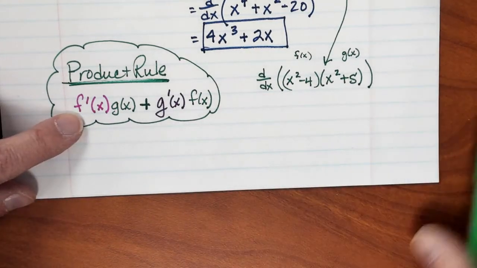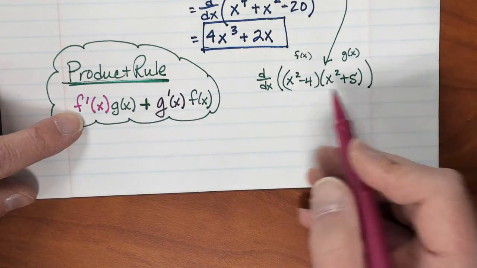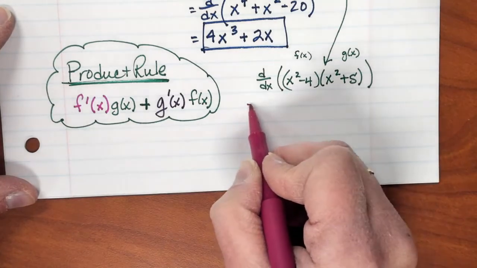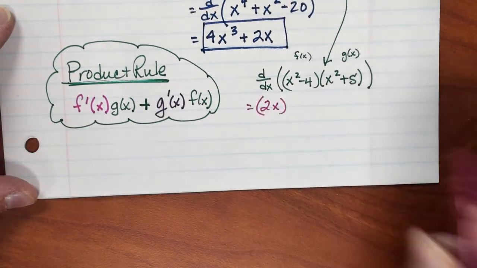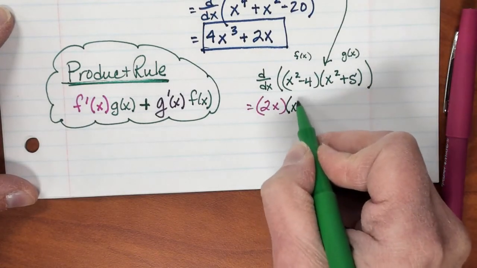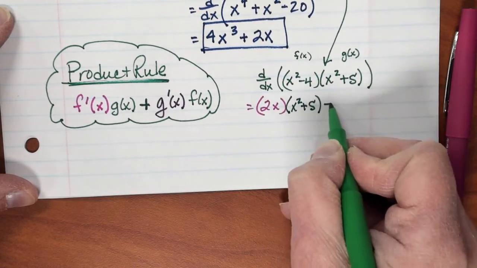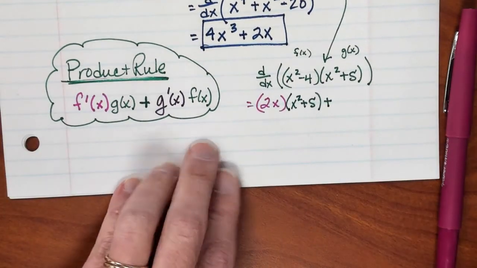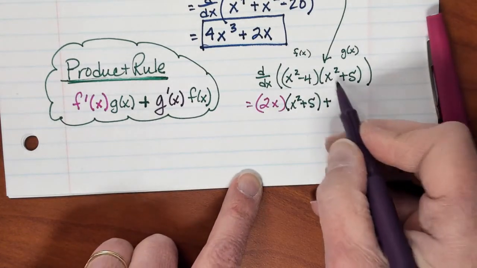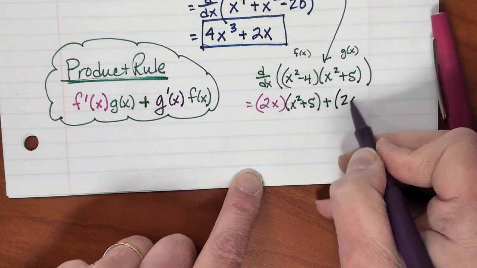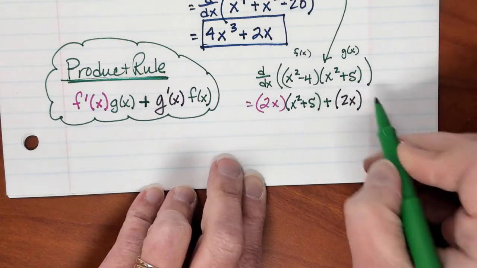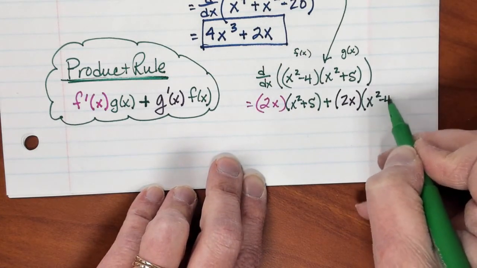We're going to first take the derivative of f. So I'm going to do that in my pink. The derivative of x squared minus 4 is simply 2x times the g function, plus the derivative of g, which the g function is x squared plus 5, so the derivative of that is also 2x, times the f function, which is x squared minus 4.